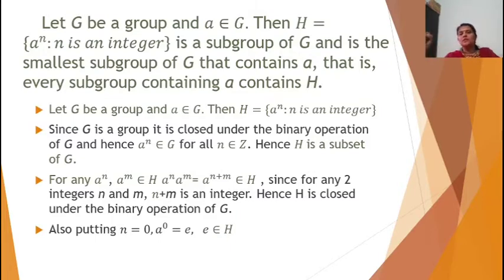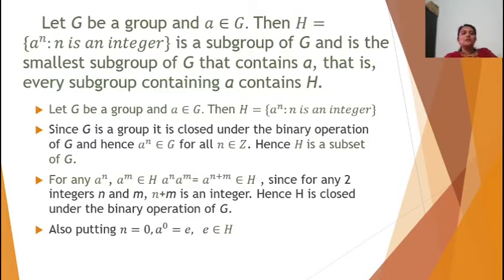We have to show, first, that H is a subgroup. For that we have to show that it is a subset of G, it is closed under the operation, and that the identity element and the inverse of an element exist in H. Next we have to show that this H is the smallest subgroup of G that contains a.